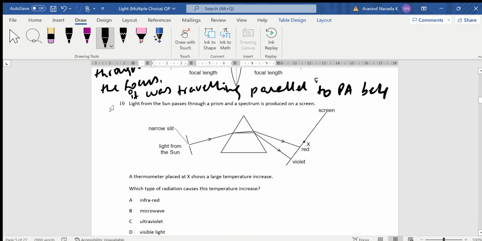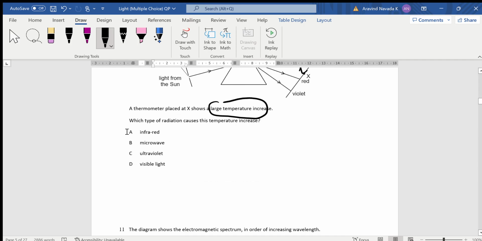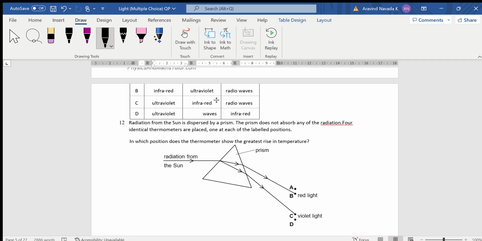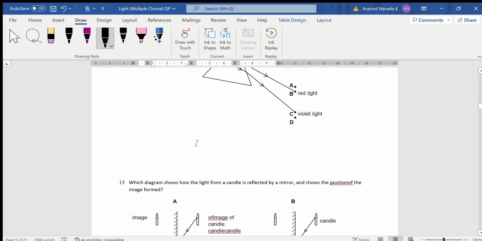Question number 10. Light from the sun passes through the prism and a spectrum is produced on a screen. A thermometer is placed at X and shows a large temperature increase. Which type of radiation causes the temperature increase? It's actually going to be D, visible light. Now, this is not part of the main topic, light, so we're going to move on.